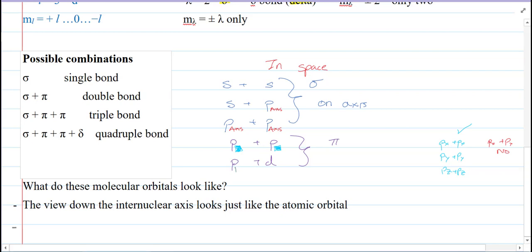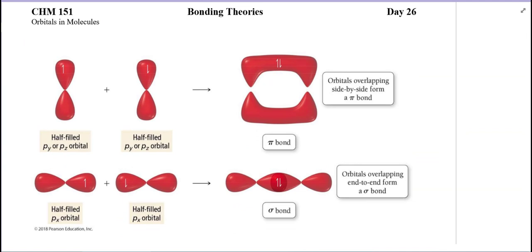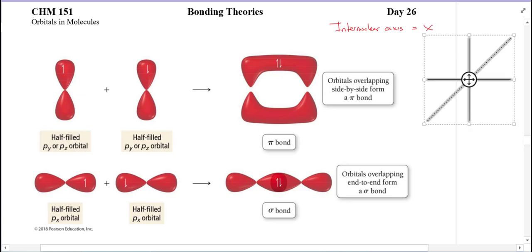Same thing down here. The p down here has to have some type of overlap with the d's to make a pi bond. So what do these look like? Well, let's give you pictures. Right now we're going to say the internuclear axis is X. So when we draw our XYZ plane, X is the internuclear axis.